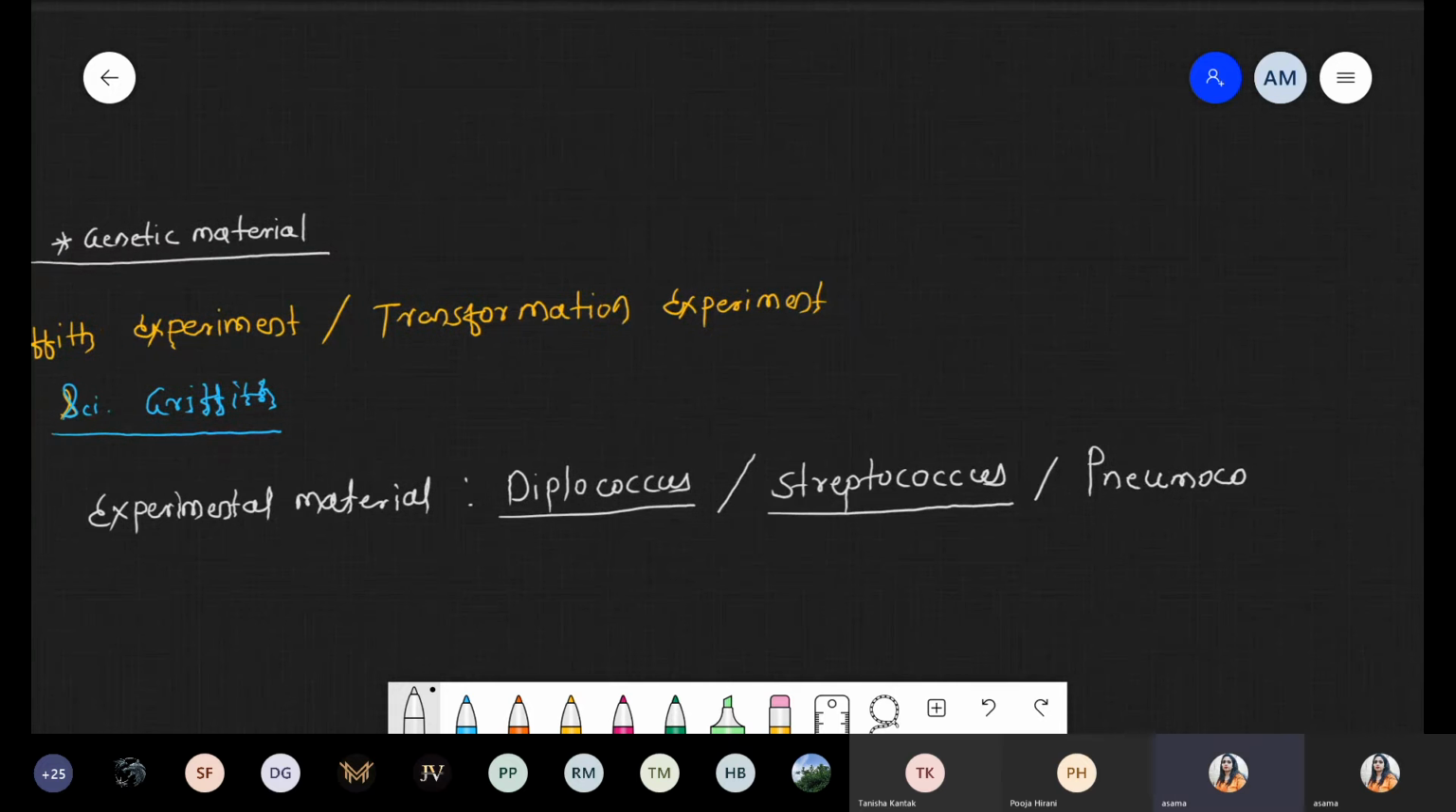Pneumococcus. Just wait. It causes pneumonia. I hope you remember, we saw what diplo means. Under the microscope we can observe two bacteria together. Such structures are called diplococcus.